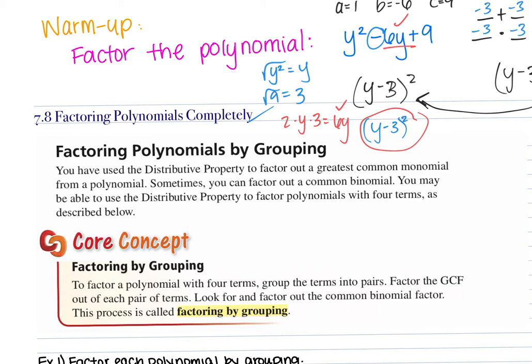Yes, it's when A was not equal to 1, right? We would group, and we grouped with parentheses. Write a note for yourself. We are only going to group when we have 4 terms. If we have 3 terms, we do not group. If we have 2 terms, we do not group. I will not give you a problem with more than 4 terms, so the only time we group is when there's 4 terms.